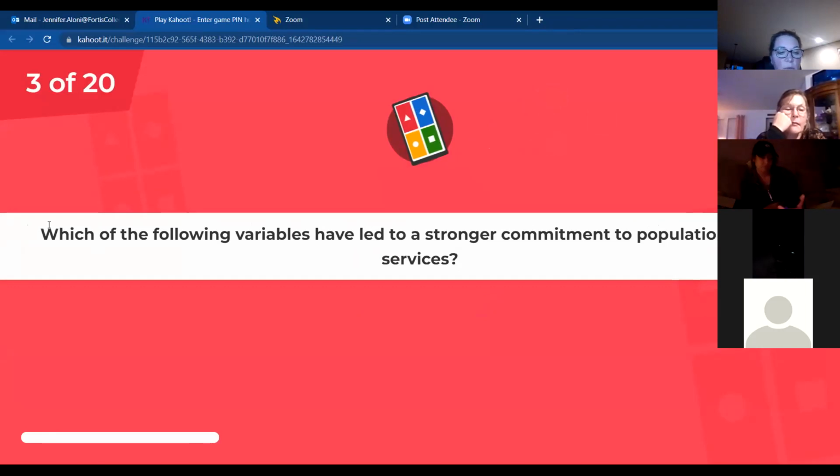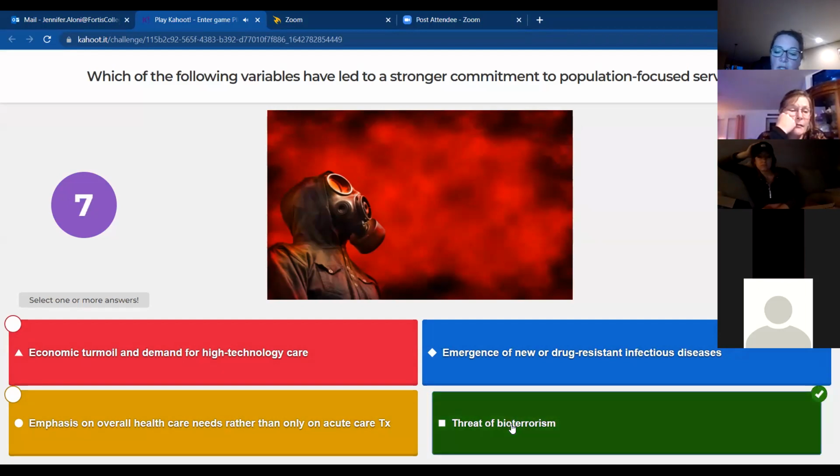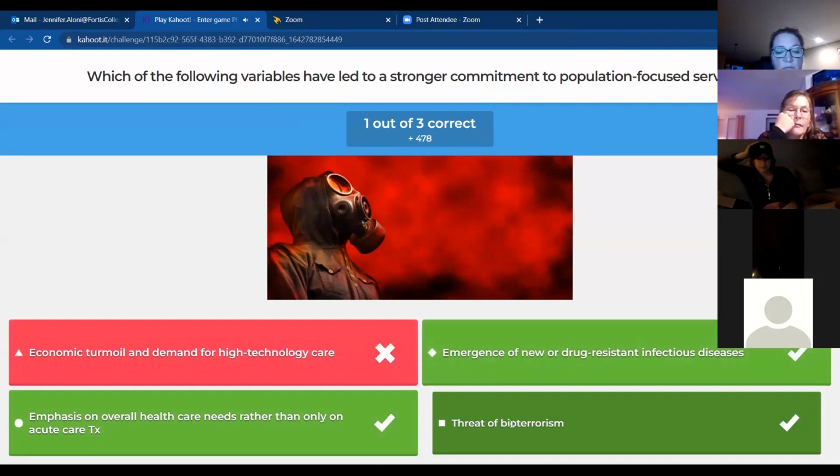Which of the variables have led to a stronger commitment to population-focused services? Economic turmoil, emphasis on overall health care, emergence of new drug-resistant diseases, or threats of bioterrorism? I'll just pick green every time so that it doesn't yell at me. Okay, so we have three here.